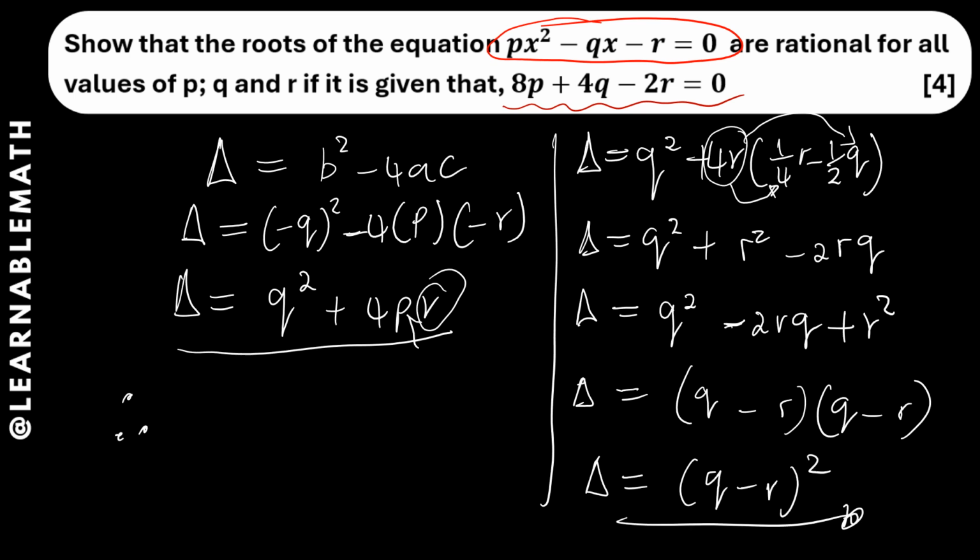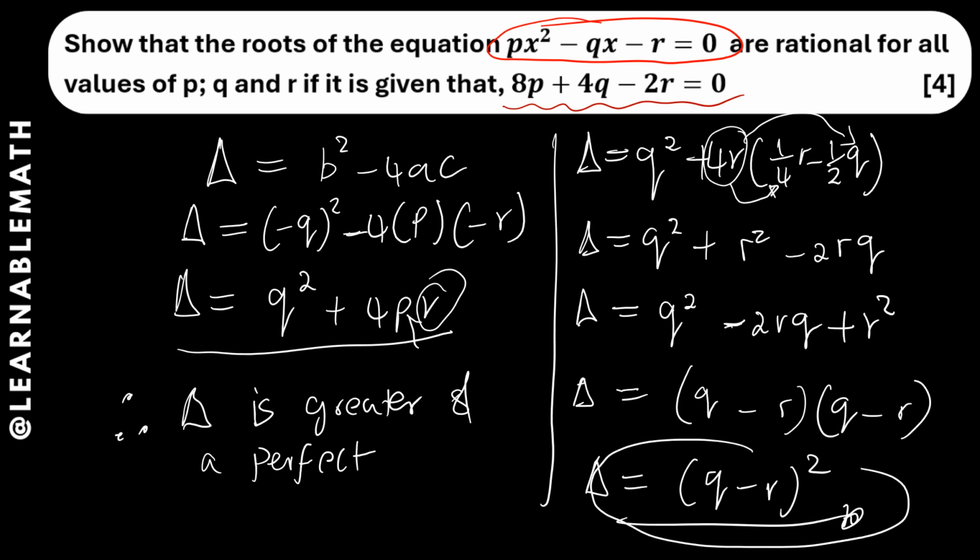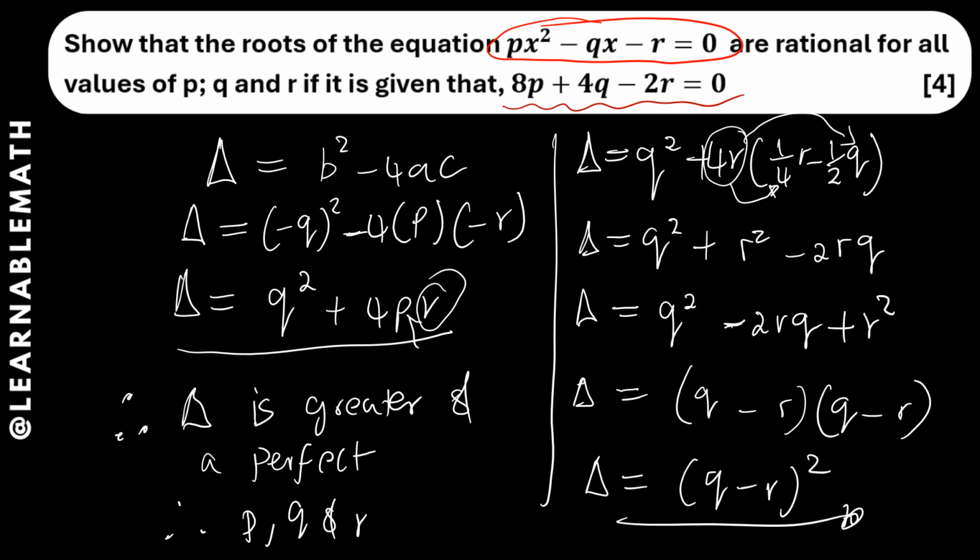Can you see that our delta is greater than or equal to 0? Because this will always be above 0. Any square number is always going to be greater than or equal to 0. And it is also a perfect square. We have just shown that our delta is above 0 and it's a perfect square. Therefore we can conclude that the roots will be rational, because our delta is a perfect square and it's also above 0. So the key thing is this idea of a perfect square. If delta is a perfect square, obviously you'll get rational roots.